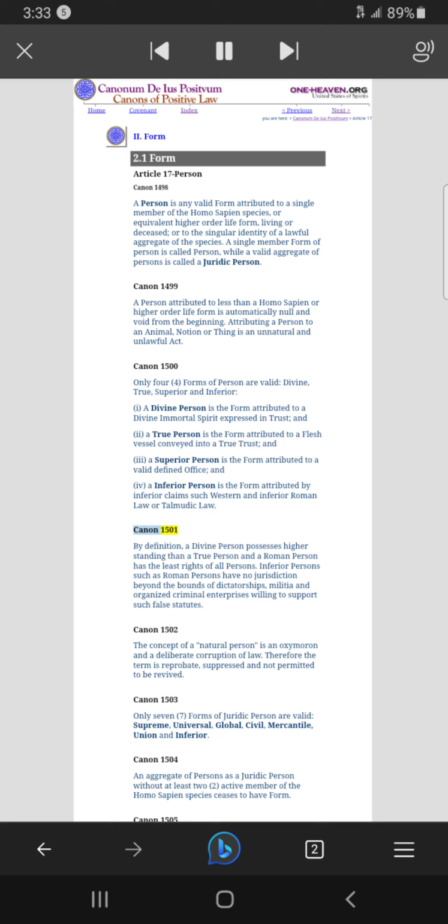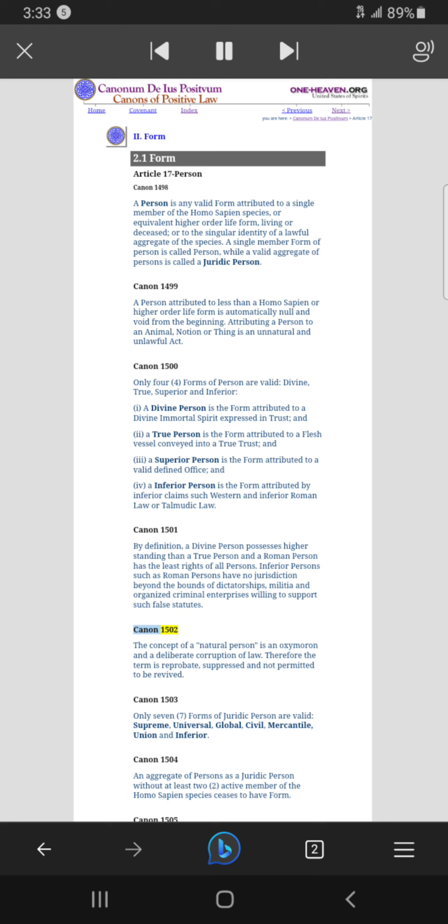Canon 1501. By definition, a divine person possesses higher standing than a true person, and a Roman person has the least rights of all persons. Inferior persons such as Roman persons have no jurisdiction beyond the bounds of dictatorships, militia, and organized criminal enterprises willing to support such false statutes.